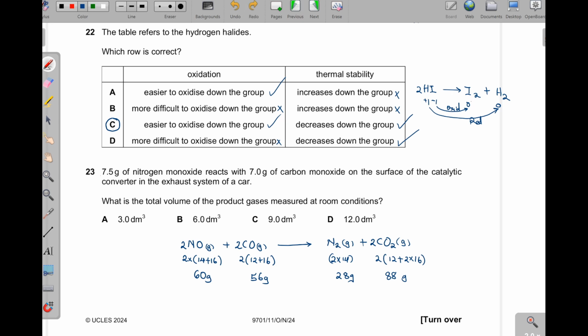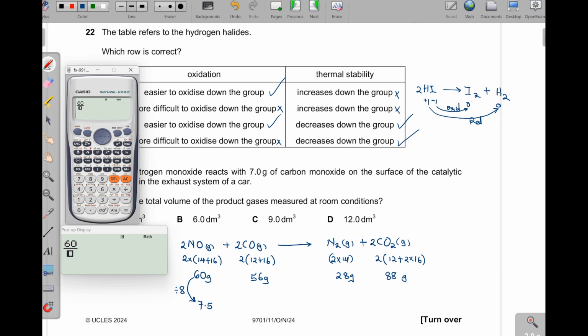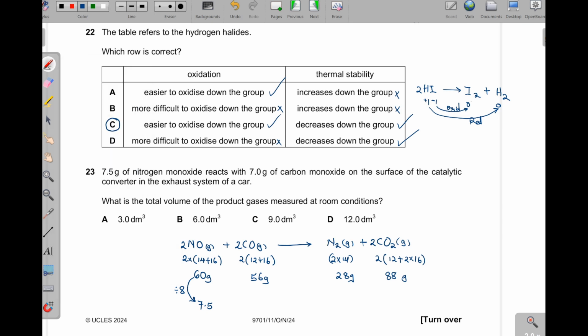Then they said now 7.5 grams of nitrogen monoxide. So 7.5. How do they come to this? We know that 56 over 8 gives us a 7. Now, if they say 0.5, that means we are adding a 4 here. So meaning they got this 60, they divided by 8. Let's check and see. 60 divided by 8, 7.5, good.